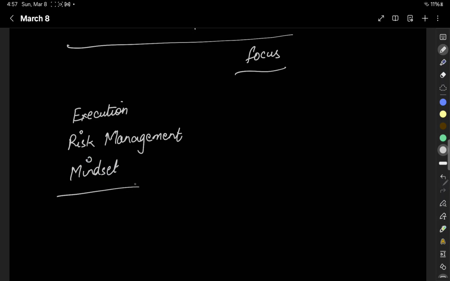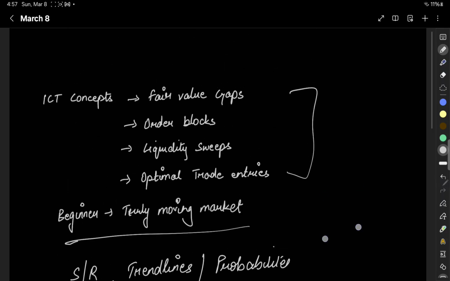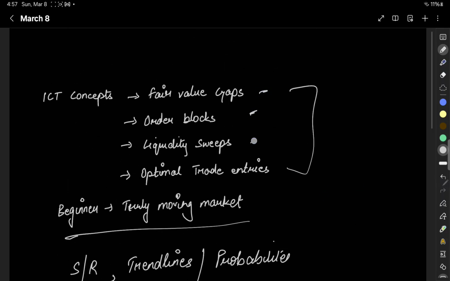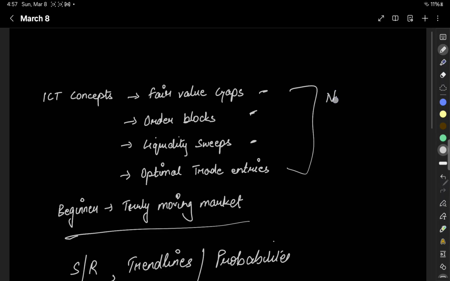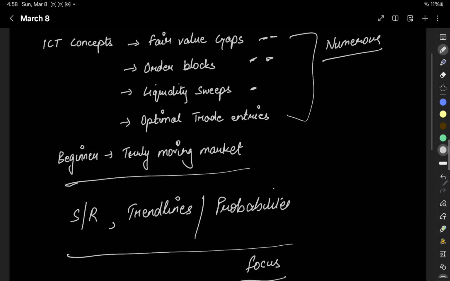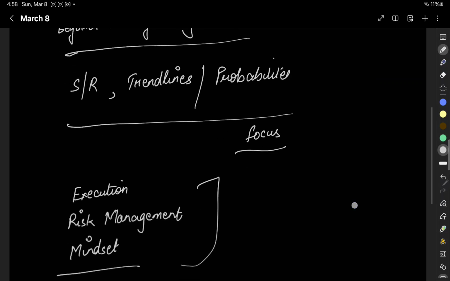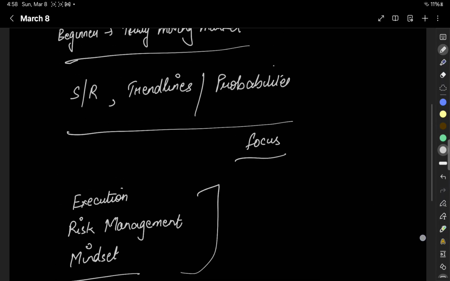Now, why do I say this? As a beginner trader, I also tried out all these concepts like fair value gaps, order blocks, liquidity sweeps, but these are numerous on the market. It is never going to happen that in the entire running day there is only one fair value gap or one order block that comes along, which creates a really big problem about which ones to actually execute. Instead, if you focus on the basic concepts and understand how the market moves, you will have a much higher probability of success.